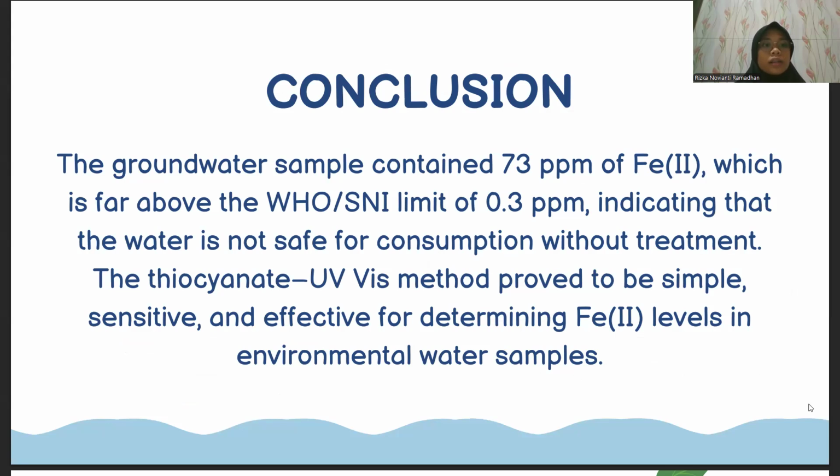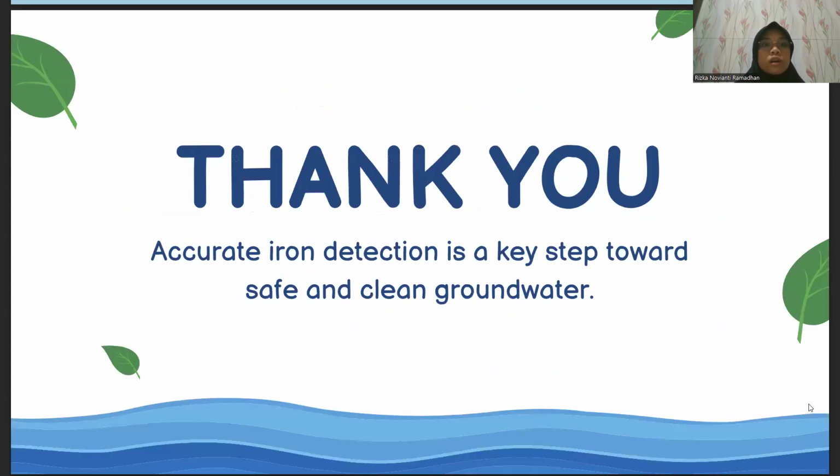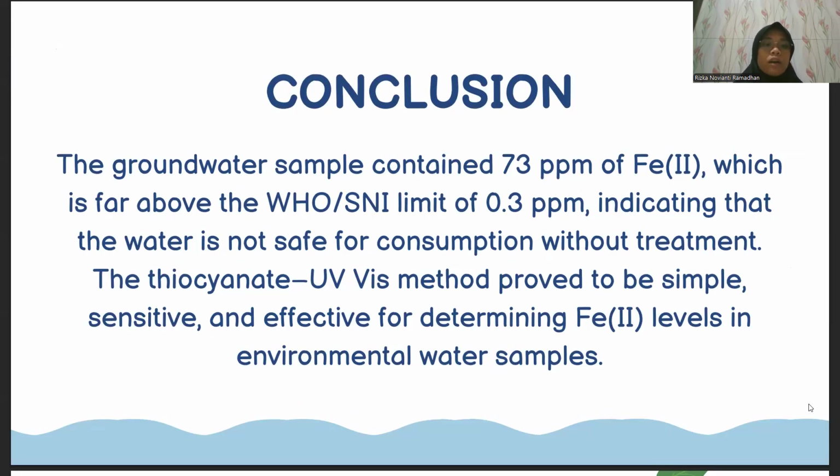Overall, the thiocyanate UV-Vis method proved to be simple, sensitive, and effective for determining iron(II) levels in environmental water samples. The use of the standard addition method also improves accuracy by overcoming matrix effects.